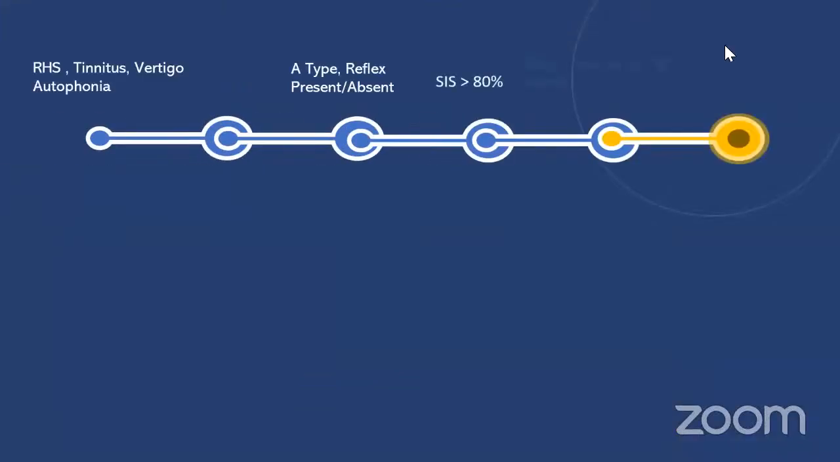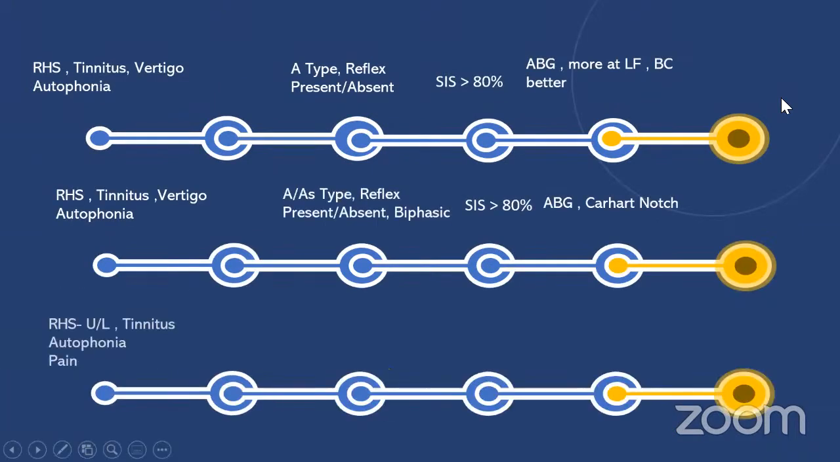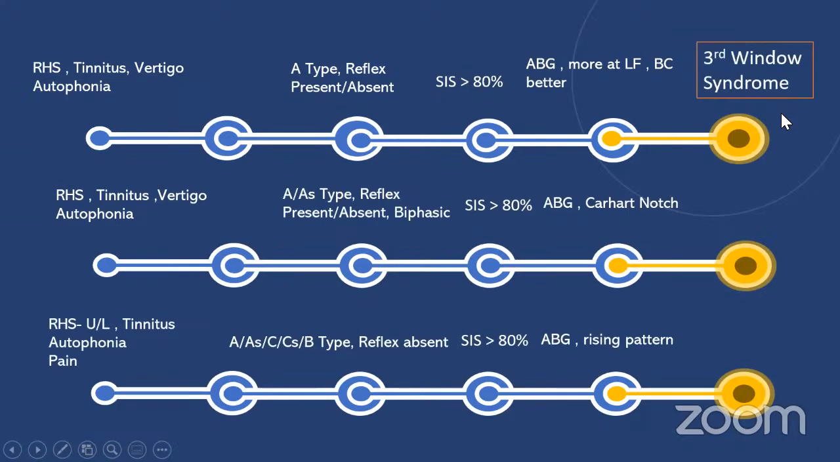So this case was diagnosed as semicircular canal dehiscence, or the third window syndrome. And the second case, which had a complaint of reduced hearing sensitivity, tinnitus, vertigo, and otophonia, with an A-type tympanogram, reflexes present, had good speech scores with ABG and a Carhart notch in one ear. This case was diagnosed as otosclerosis or ossicular fixation.